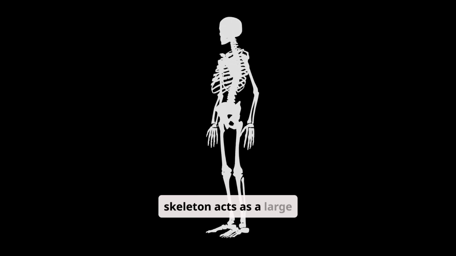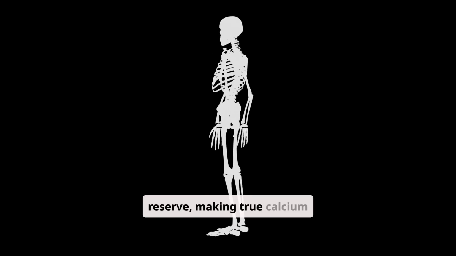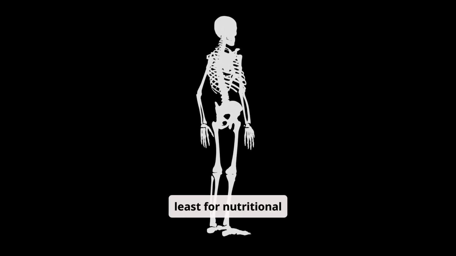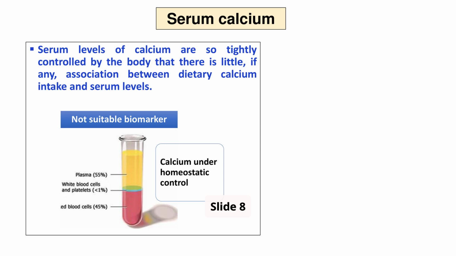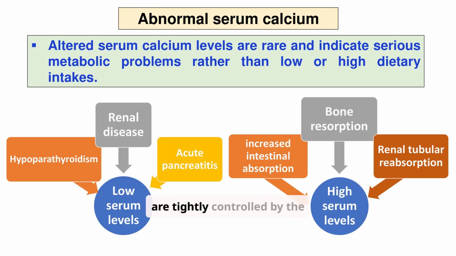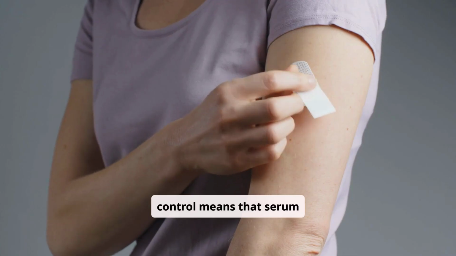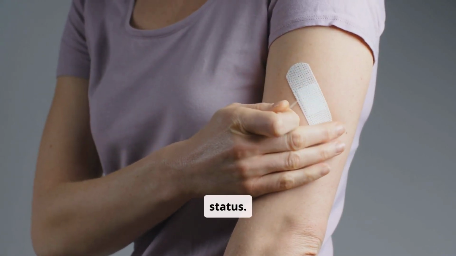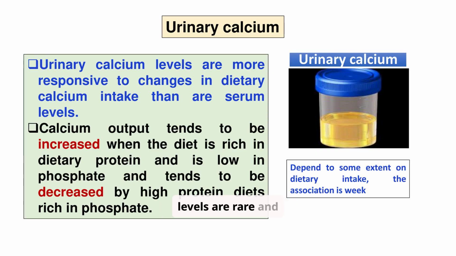The skeleton acts as a large calcium reserve, making true calcium deficiency at the cellular level rare, at least for nutritional reasons. Slide 8. Serum calcium levels are tightly controlled by the body, making them a poor indicator of dietary calcium intake. This tight homeostatic control means that serum calcium is not a suitable biomarker for assessing calcium status. Altered serum calcium levels are rare and usually indicate serious metabolic problems rather than dietary issues.